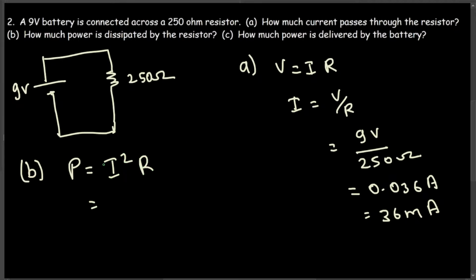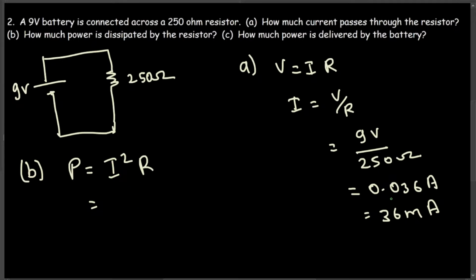P is equal to VI, and from that one we derive these things, like instead of V we can put IR using Ohm's law. Then instead of I you can also put V over R. You can write it in multiple different ways, but here we only need this one because we want the equation that's related to power and resistor. So here we have that one.